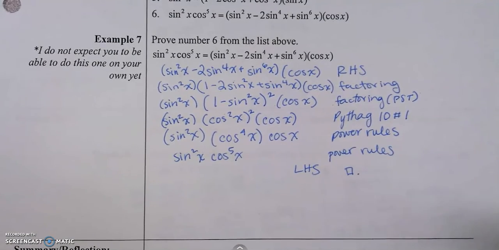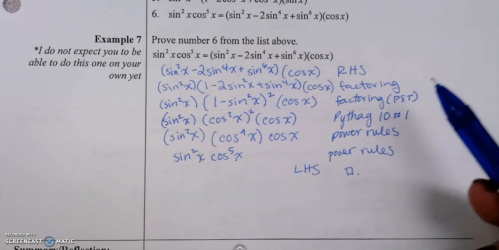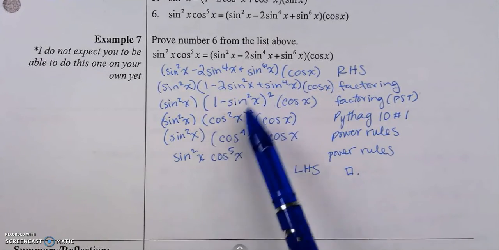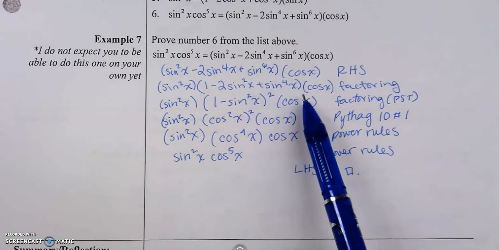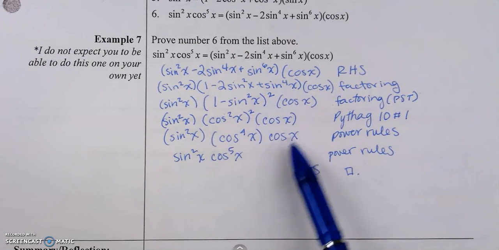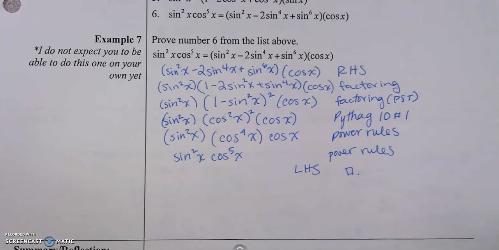So as you can see, this is a very doable proof, but it did require recognizing that perfect square trinomial and then recalling our power rules, which we didn't review. So you have all the information that you need in order to do this proof, but it's not quite the level that I expect you to be at yet.